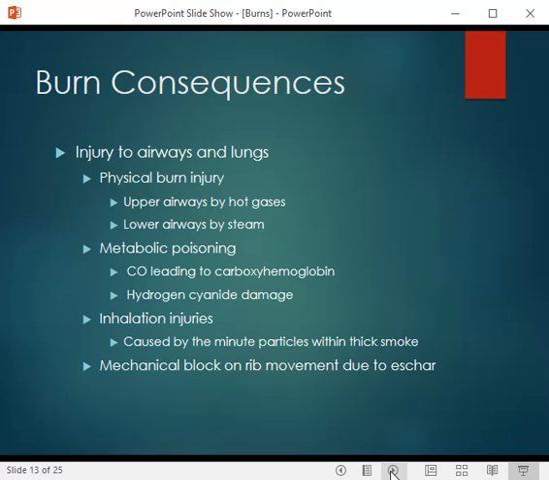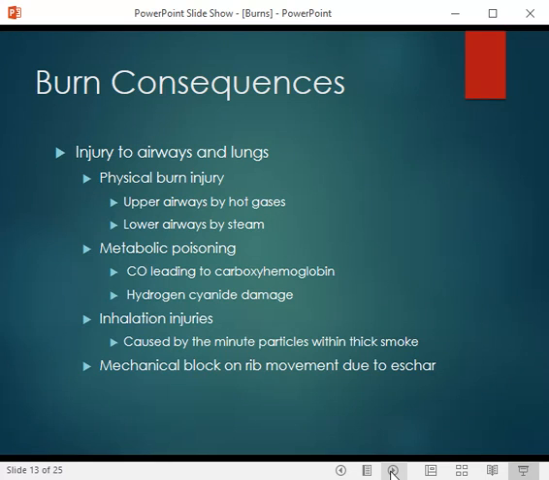Then the second important factor to be considered here is metabolic poisoning. Carbon monoxide is produced when there is a burn in a closed environment, like inside a room or inside a car. Carbon monoxide will combine with hemoglobin to form carboxyhemoglobin, which leads to disturbance of the oxygenation cycle. And then there is another thing, hydrogen cyanide, that is very poisonous. It's produced when there is a burn in enclosed areas, especially if plastic is being burnt. Next, inhalational injuries are caused by minute particles which you breathe in when you're breathing in thick smoke. Those particles may damage your lung.